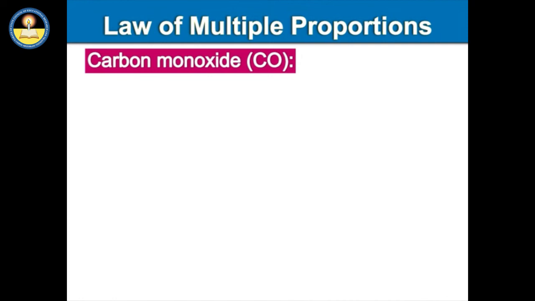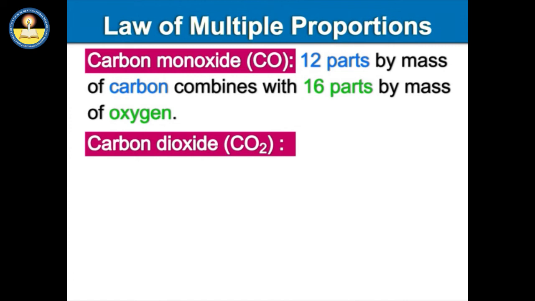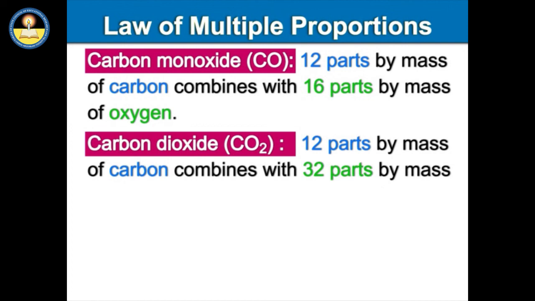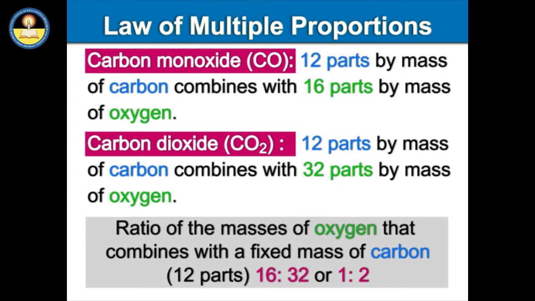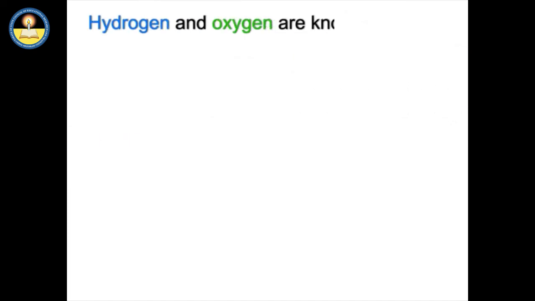Examples: carbon monoxide, CO, 12 parts by mass of carbon combines with 16 parts by mass of oxygen. Carbon dioxide, CO2, 12 parts by mass of carbon combines with 32 parts by mass of oxygen. Ratio of the masses of oxygen that combines with the fixed mass of carbon, 12 parts, 16:32 or 1:2.